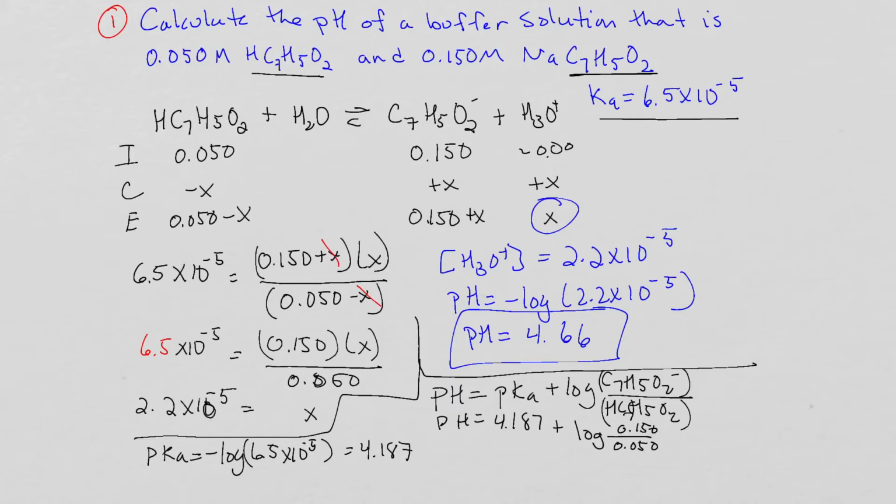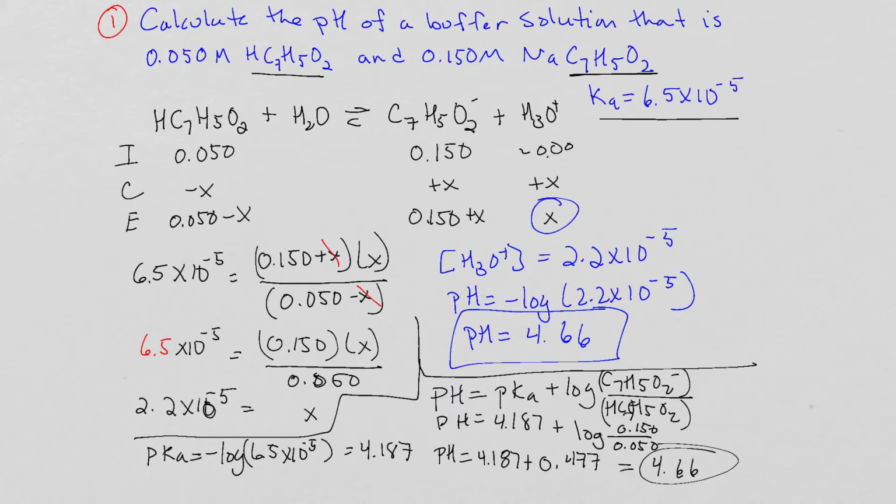And so if we solve through this, we get the pH is equal to 4.187 plus 0.477, or the pH equals 4.66. So the idea is we can get the same pH.